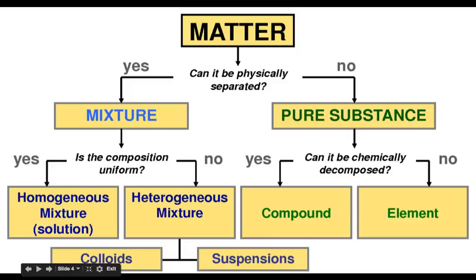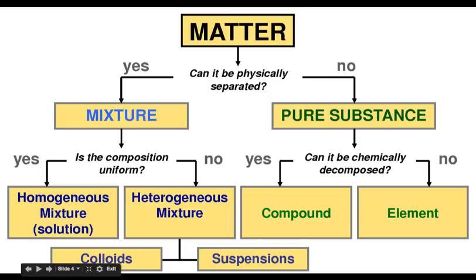So this is a great little diagram that tells us how we can tell whether something is a mixture or if it's a pure substance. The first question we ask ourselves is, can the material be physically separated? Not in a chemical reaction, but just physically separated. So can you filter it? Can you divide it into two separate piles? If the answer is no, then we call it a pure substance.